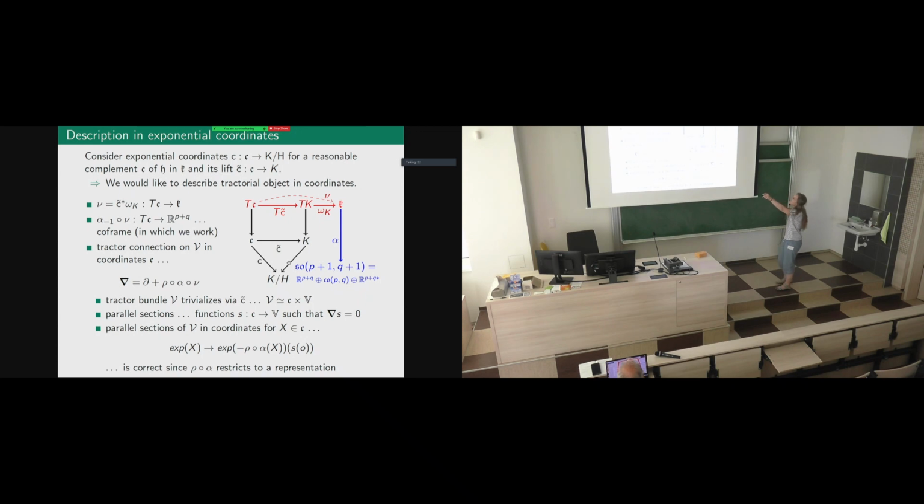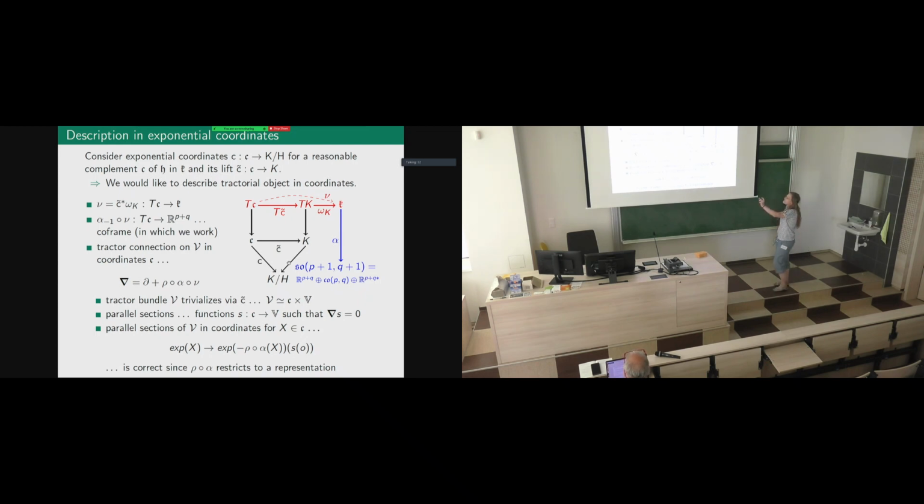So firstly, I can define alpha composed with nu. This composition simply goes here, and here, and one should note that this SO is basically graded as g minus 1, g0, g1, and restricting to here, we get a map from TC to R^p plus q, which is the coframe in which we do all the computation.